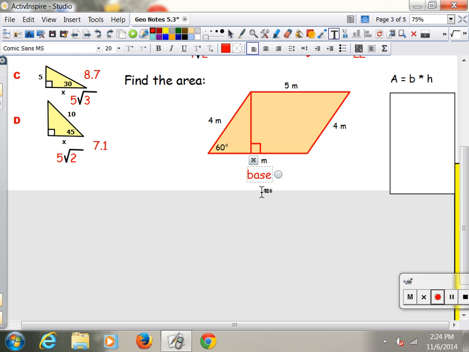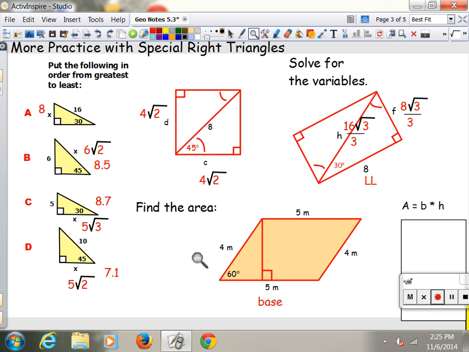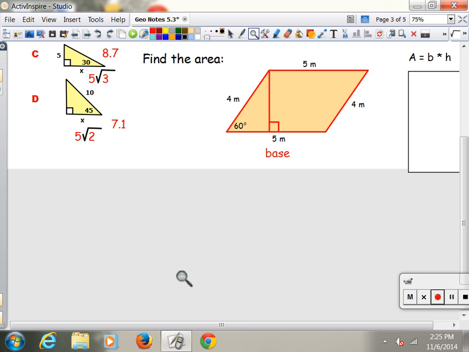It's not because it's on the bottom. It's not because it's biggest. Yeah. Because what? Why is 5 the base? It's perpendicular. It has the box. Wherever the box is where you're going to have a base and a height. Okay, so you see the box? You got a base, you got a height. That's your base and height.